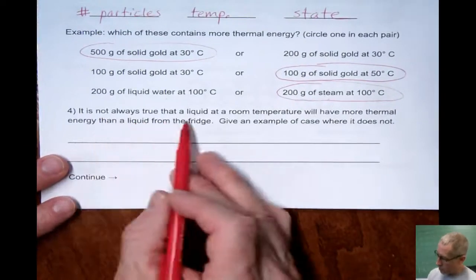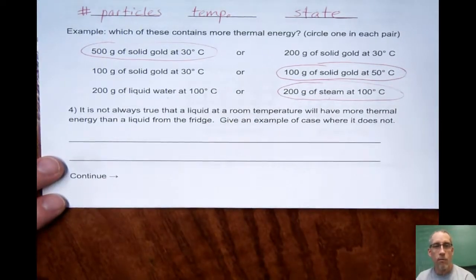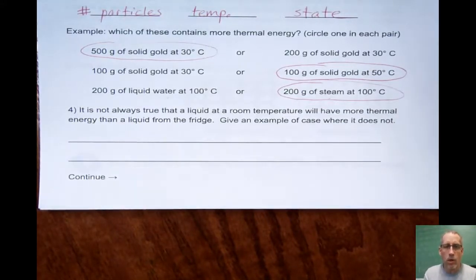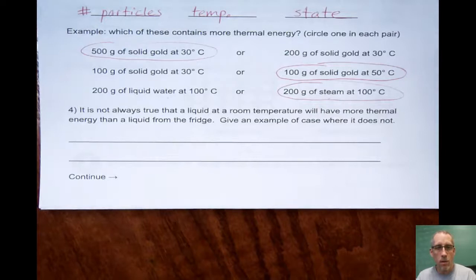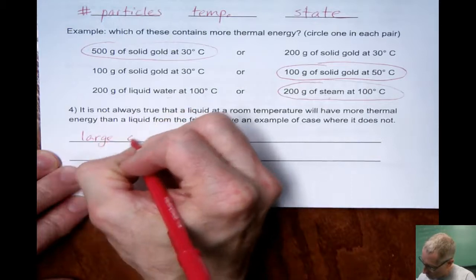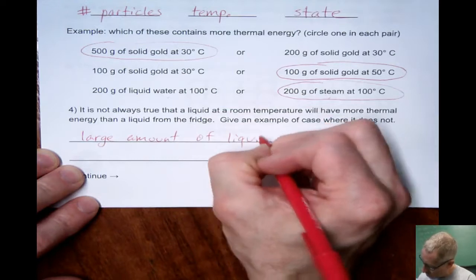I say it is not always true that a liquid at room temperature will have more thermal energy than a liquid from the fridge. I think if you ask 100 people on the street, all right, which of these has more energy? This liquid that's been on the counter or the liquid that comes out of the fridge? They would probably say, oh, the one on the counter, because it's at a higher temperature. But there is a situation where the liquid that comes out of the fridge would have a greater thermal energy. And that is a large amount of liquid from the fridge.